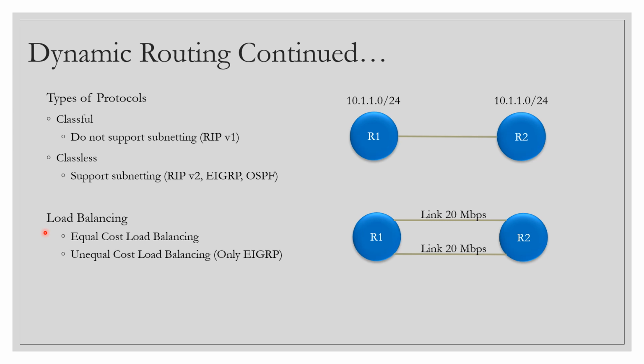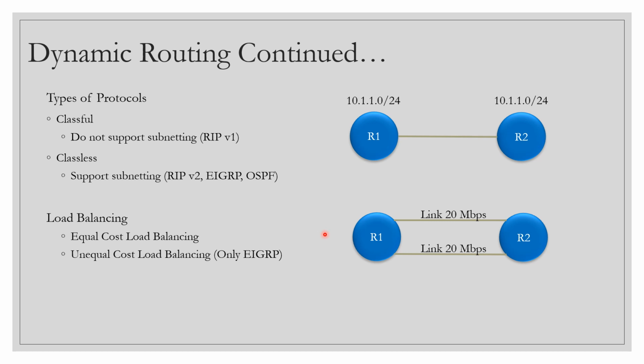The second concept is load balancing. Now, load balancing is of two types: equal cost load balancing and unequal cost load balancing. Equal cost load balancing is supported by all the protocols, and unequal cost is supported only by EIGRP. Equal cost means, let's say I've got routers R1 and R2 with two links between them, each having similar bandwidth, like 20 Mbps, which means the cost will be 100 by 20, which is 5. So the cost is 5 here and 5 here as well.